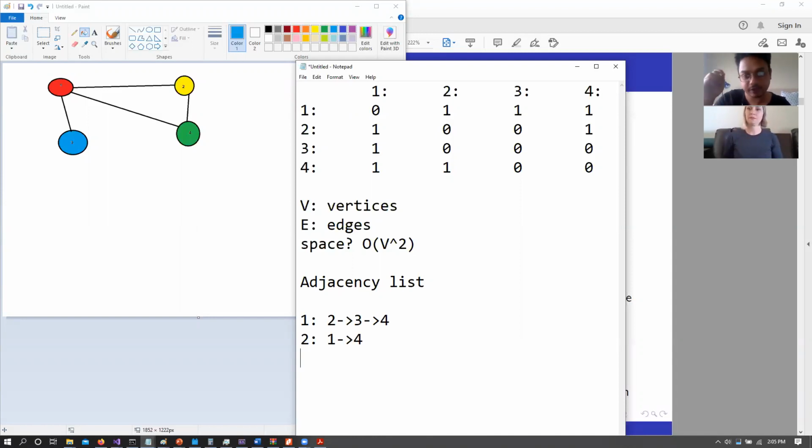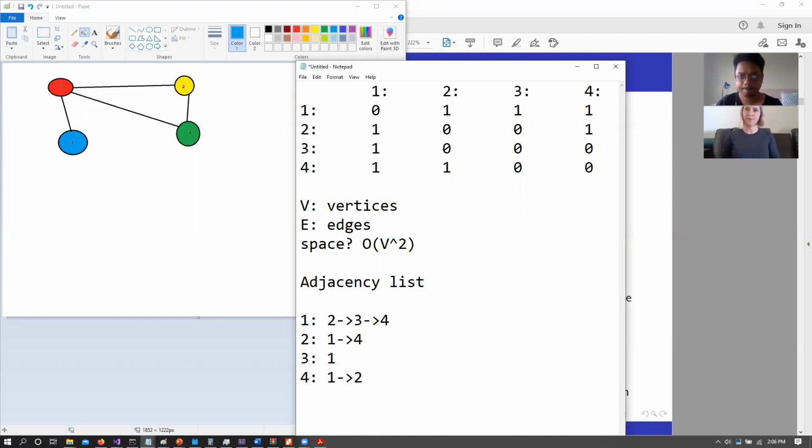Right. So for every vertex, I'm basically assigning a list where the list is the list of all vertices that this particular vertex connects to. So for number 3, I just have 1. And for number 4, I have 1 and 2.